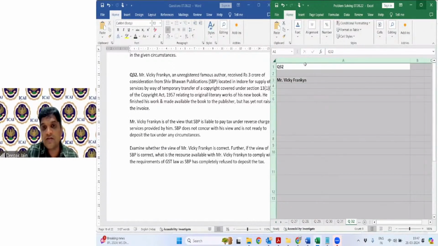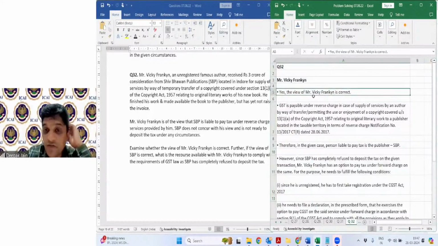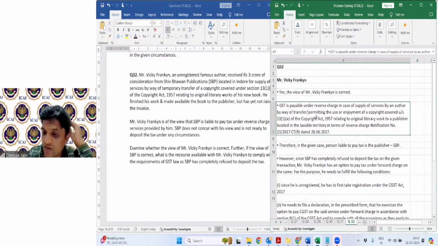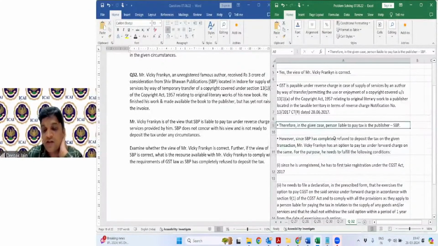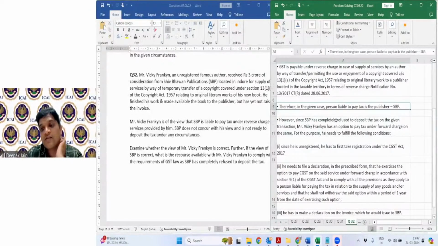Let me just take that completely. Yes, the view of Vicky Franklin is correct. Firstly, GST is payable under reverse charge in case of supply of services by an author by way of transfer or permitting use or enjoyment of a copyright relating to an original literary work to a publisher located in the taxable territory in terms of notification number 13. Therefore, in the given case, the person liable to pay tax is the publisher.